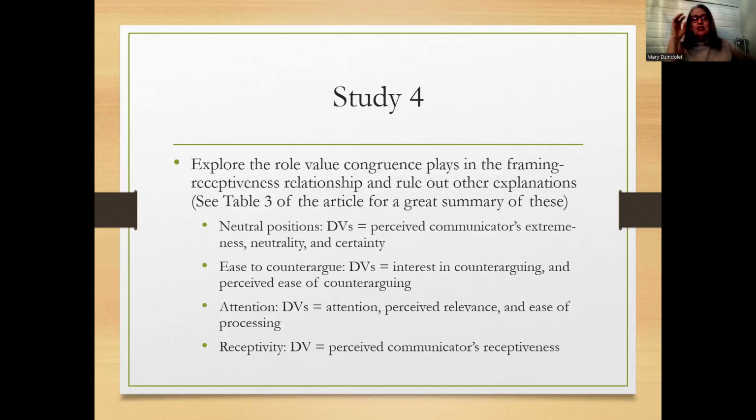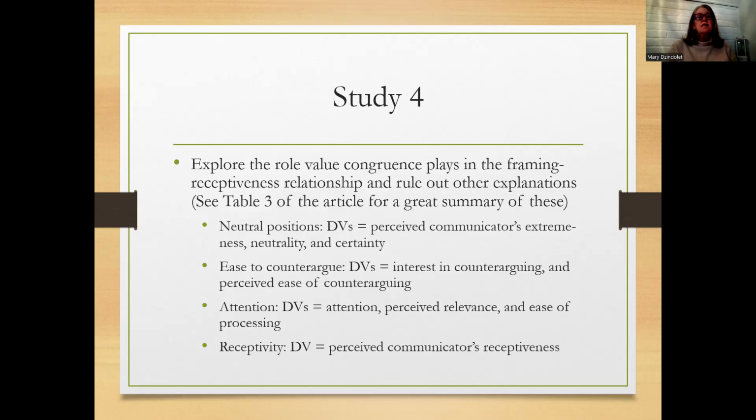Another idea might be that it's easier to counter argue opposed frame messages, that those come easier to mind. So because it's easier to counter argue, then maybe that's what's causing the more receptiveness to the opposed framed messages. So they added in this study dependent variables of interest in counter-arguing and the perceived ease of counter-arguing.